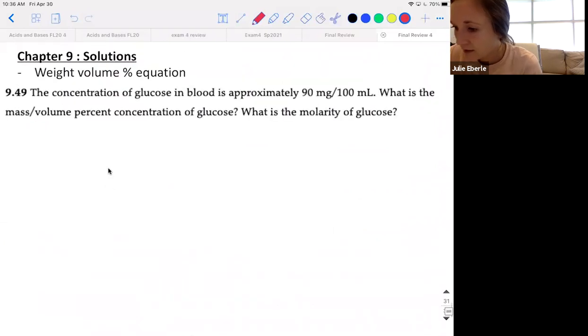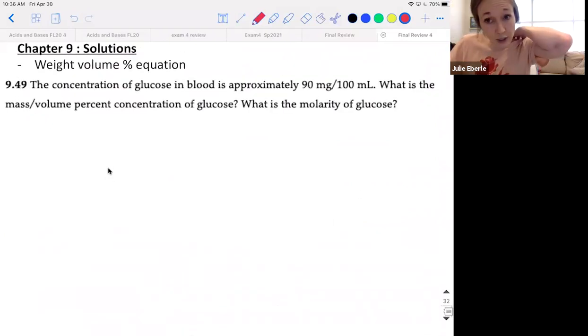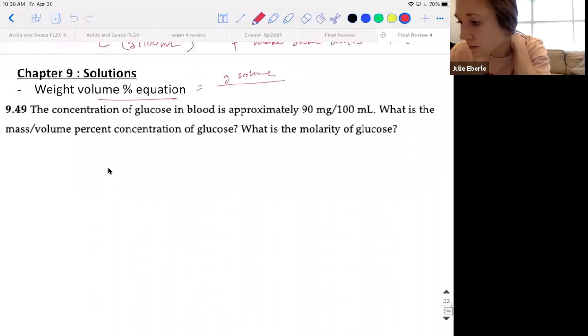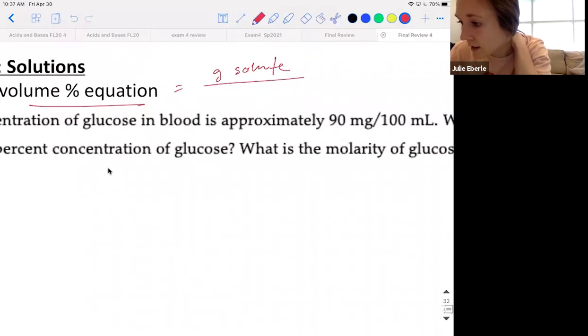Okay, last 3 slides. We talked about concentration for solutions. How do you convey concentration? Like how much of your solute is dissolved in your solvent? So that was the weight volume percent equation, which is this. It says grams of solute per milliliters of solution times 100.